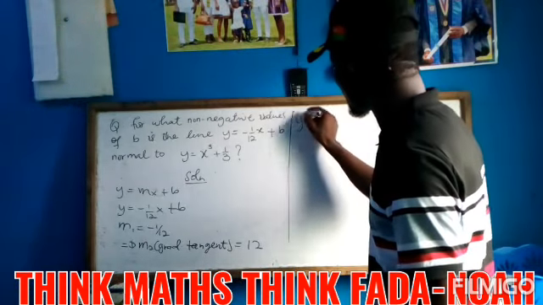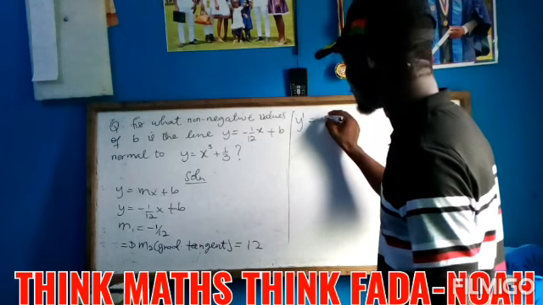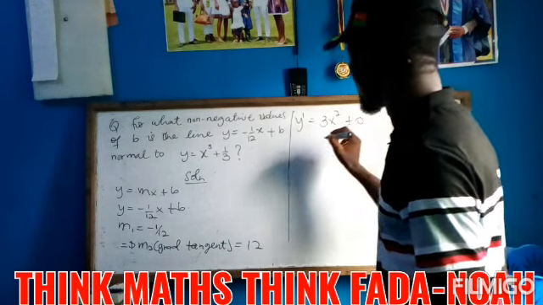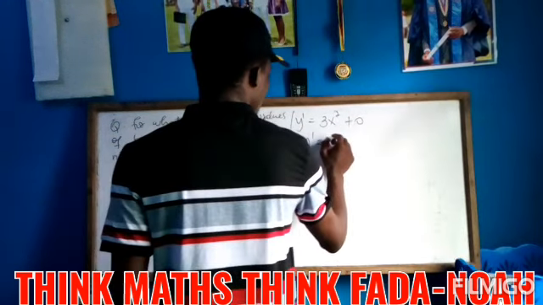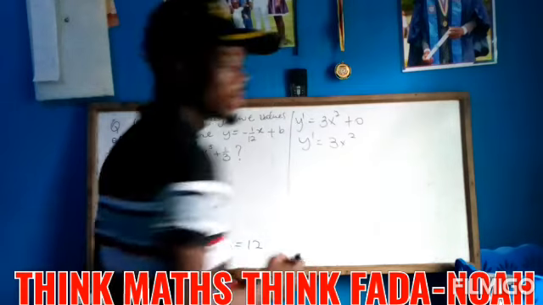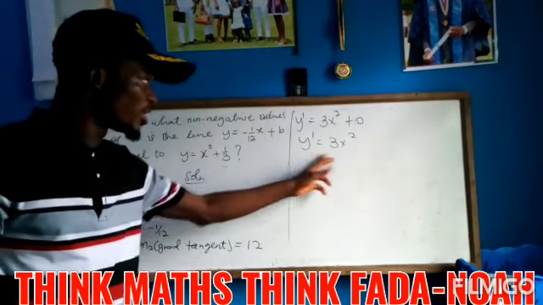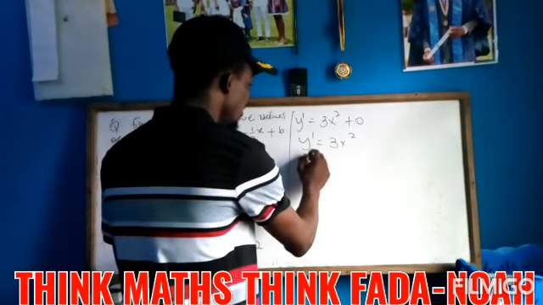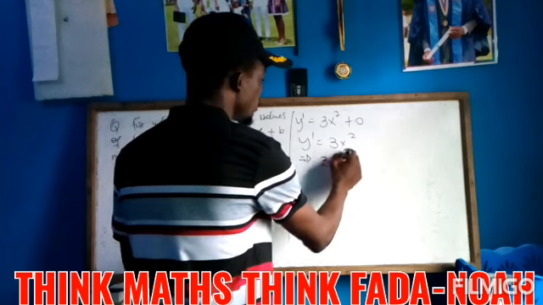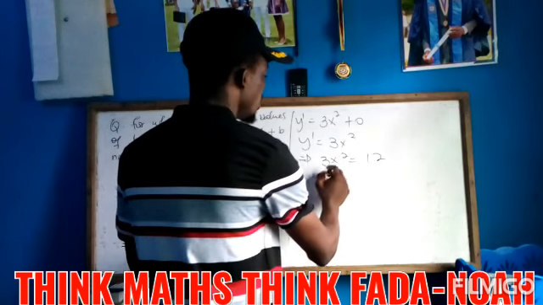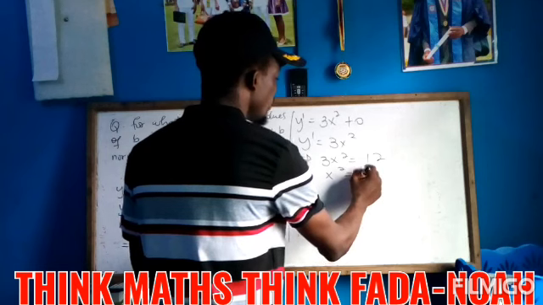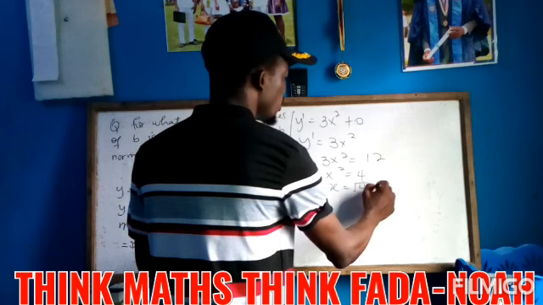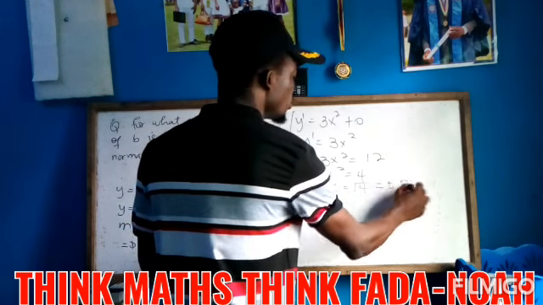Okay, so now let's differentiate the curve. We have y prime equal to 3x squared plus 0, so y prime equals 3x squared. We see that the derivative of the curve is equal to the gradient of the tangent. So this will imply that 3x squared is equal to 12. So we have x squared equal to 4. We have x equal to root of 4, which is plus or minus 2.